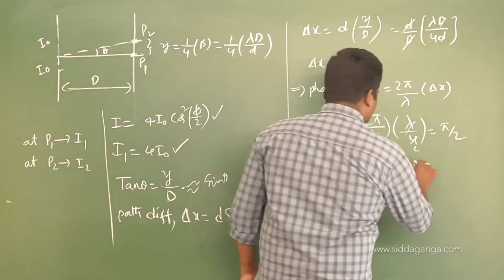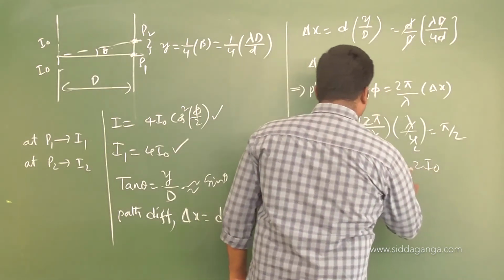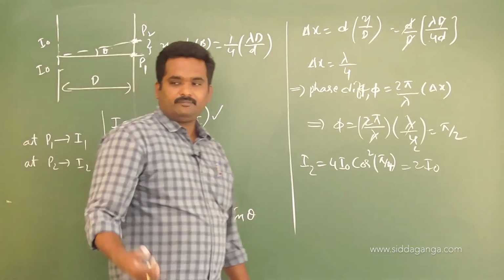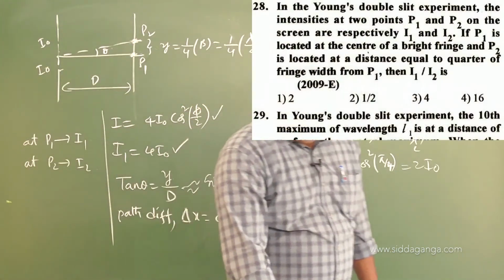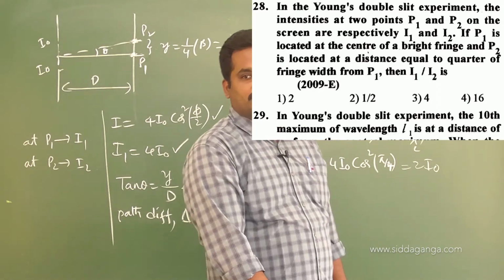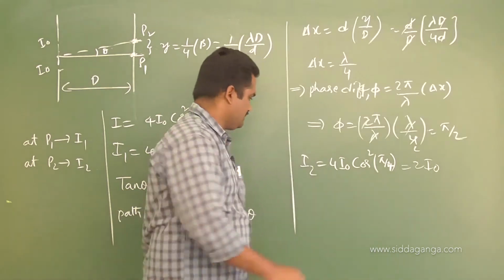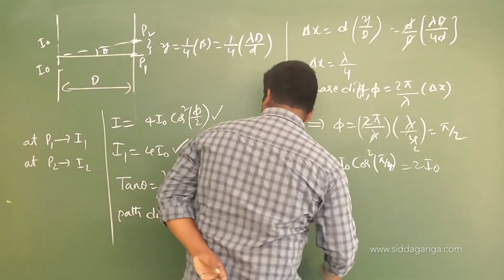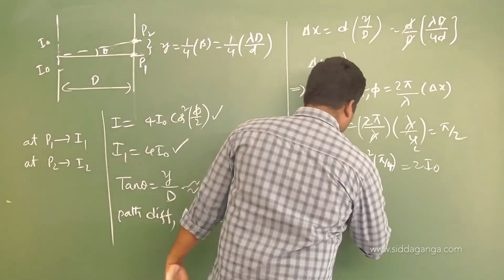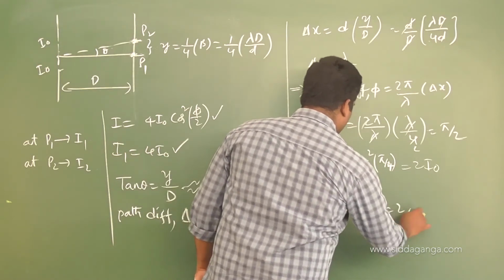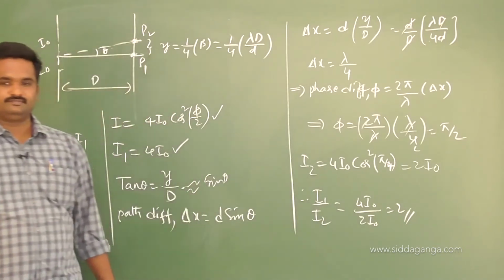So then it will become how much now? 2 I0. I2 equals 2 I0. What exactly are they asking to find out in the question? They are asking to find the ratio of I1 by I2. Therefore, I1 divided by I2 will be equal to: I1 is 4 I0 we got, I2 is 2 I0, that's why it is 2. That ratio will be equal to 2. That's the answer.